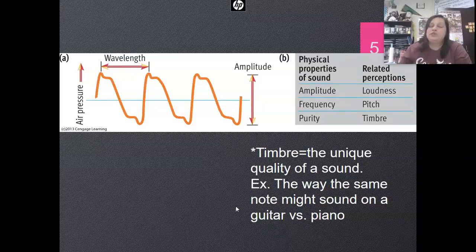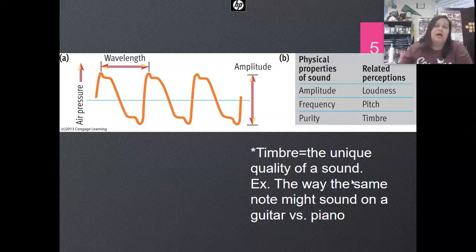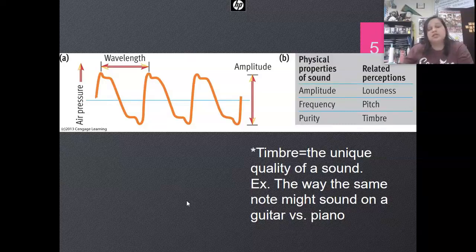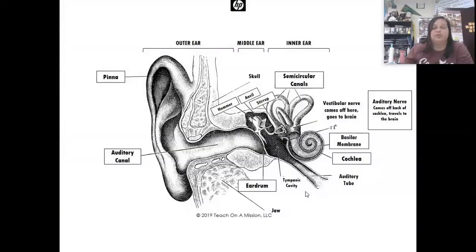And by timbre, we mean the quality of the sound, just how the sound differs. So, for example, the same musical note played on a guitar versus a piano versus an actual voice has a different tone to it, and that's part of the timbre.